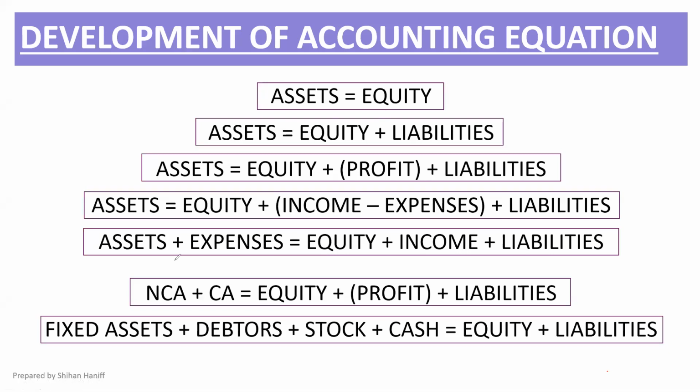this was also expanded. Asset can be divided into non-current asset and current assets. Liabilities also can be divided into non-current liability and current liability. So based on that, we can have many equations: fixed asset plus debtors plus stock plus cash, all these assets. So separately you can make content, and equity plus liabilities also we can have that.